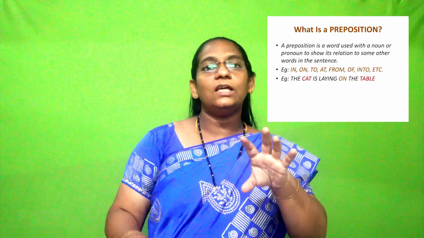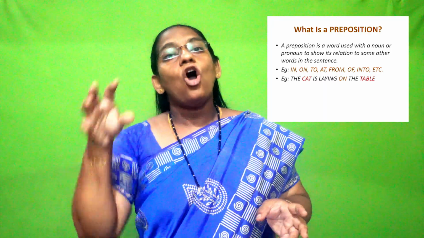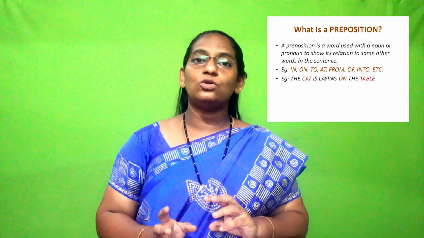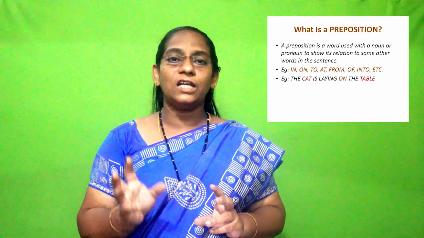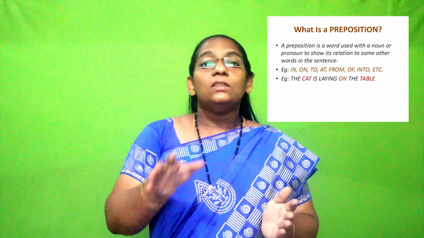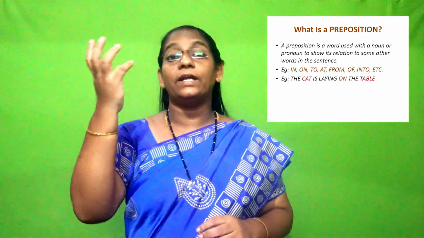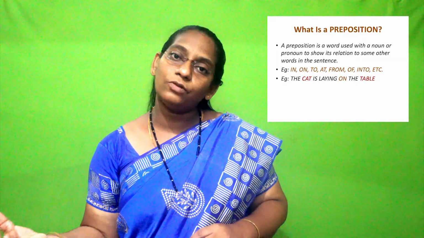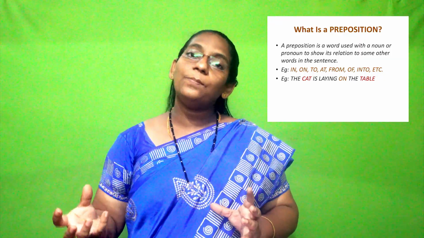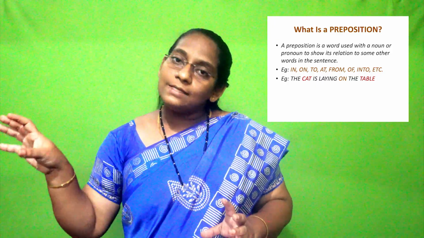So now it is saying the cat, where it is lying, on the table. It is lying on the table. So the prepositions are used to say the relationship with time or position, along with a noun or a pronoun. They are used to say the relationship of these nouns and pronouns with other words in the sentence.